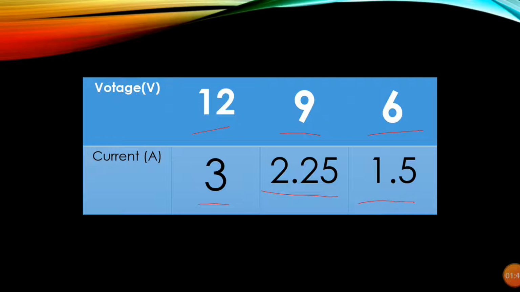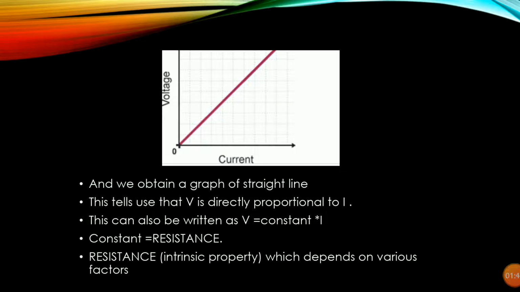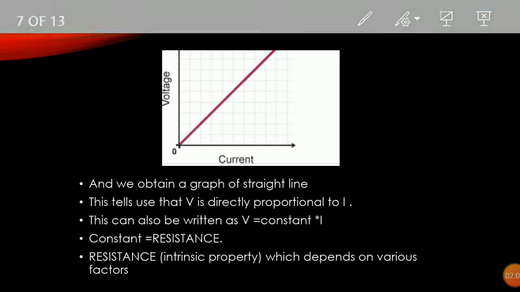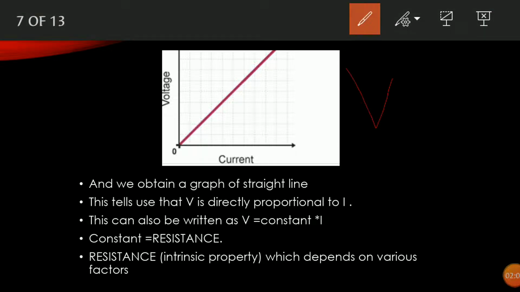Now, let's plot these values on a graph. What do you observe? Yes, the graph we have obtained is a straight line. And this tells us that V is directly proportional to I. That is, voltage is directly proportional to current. We can write it as V is directly proportional to I.